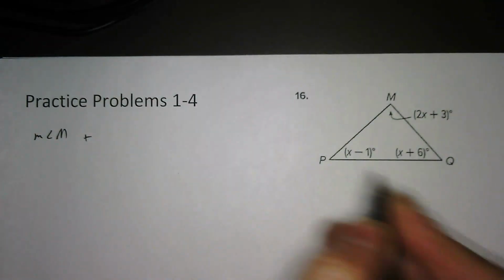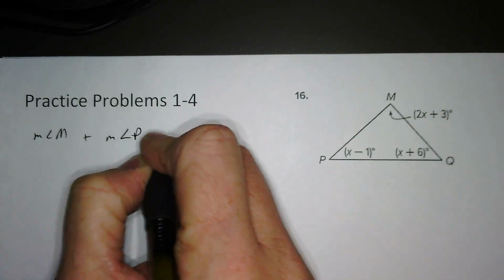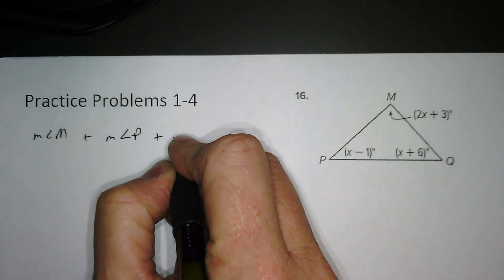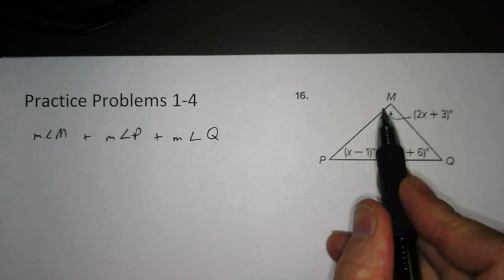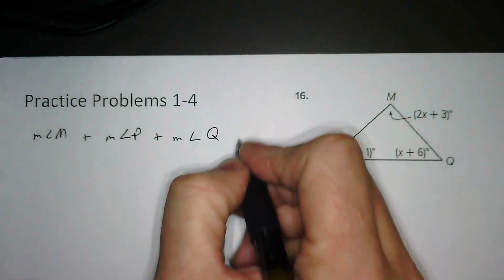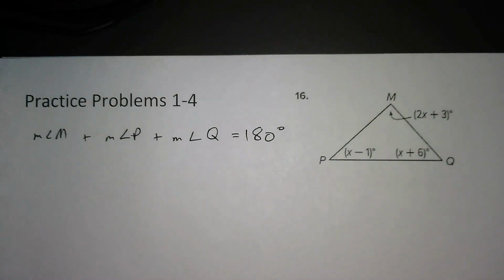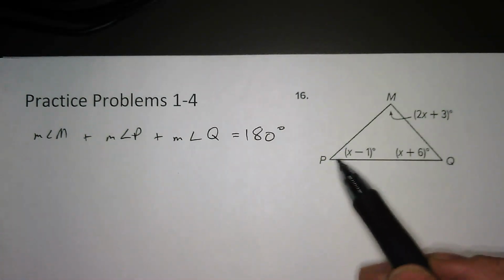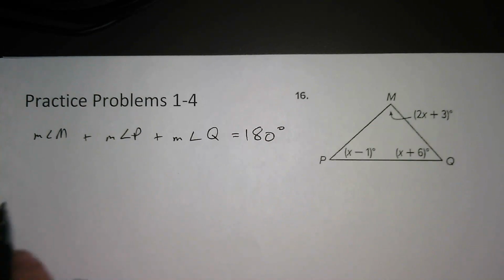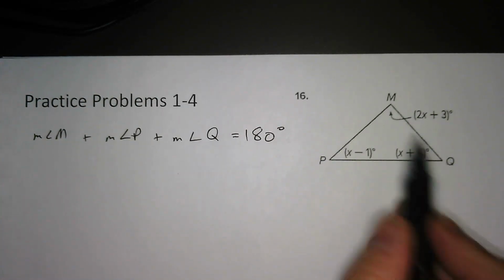We know that the measure of angle M plus the measure of angle P plus the measure of angle Q, I just stole their specific names, all of these values are going to add up to 180. That's the triangle angle sum theorem. That always happens. We know that to be true. So I can take all of their expressions and add them together and set it equal to 180 and figure out what x is.